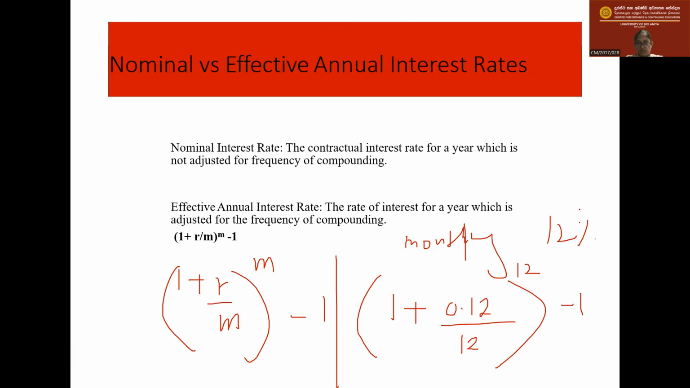If the interest rate is 12% but the compounding is done quarterly, then your M is 4. When it is daily, your M would be 365, not 4, 365. Okay.